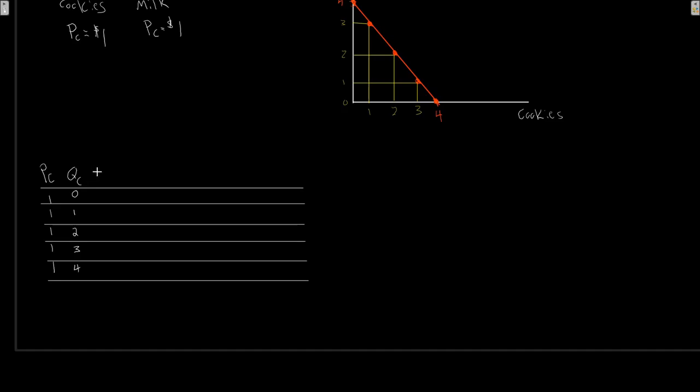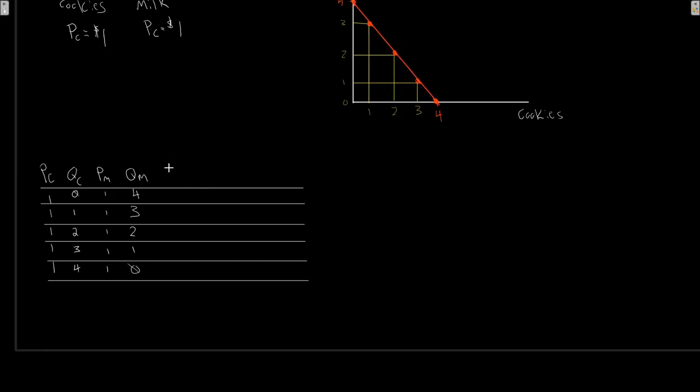What we're then going to look at next is, okay, well, what's my price of milk versus my quantity of milk? And again, okay, price, that's easy. This is 1 all the way down. Quantity of milk? Well, what would we have? If we have 0 cookies, well, we're going to have 4 cups of milk. If we have 1 cookie, 3, 2, 1, and then finally 0. All right, so okay, we have all of our possible different consumption bundles: 0, 4, 1, 3, 2, 2. Essentially, we've just listed all of these points along our budget line.